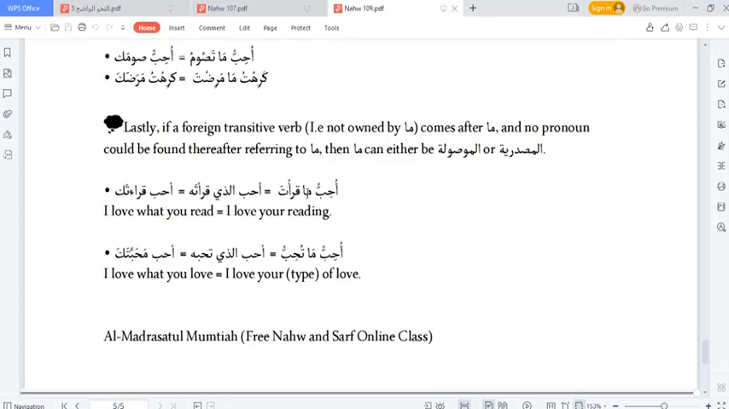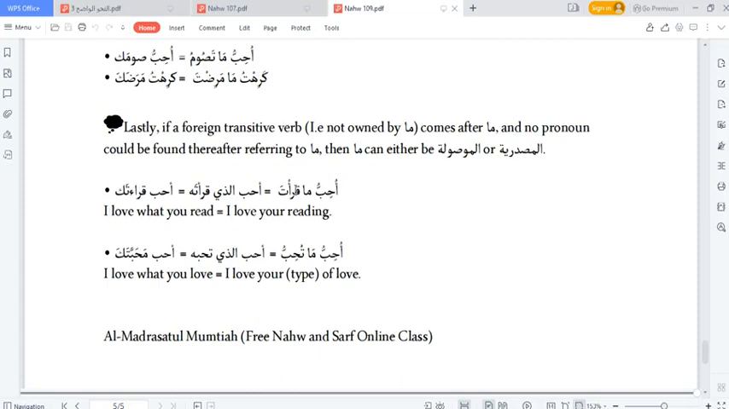In this context also, this is ma, and we have qara'ta, there is no damir going back to the ma, because this is a damir already. Ta can definitely not go back, because ta means you, and it can't be I love you. So this is a foreign verb, and it is transitive, because qara'ta meaning read is transitive. So in this context, because we have a foreign transitive verb, and no pronoun.